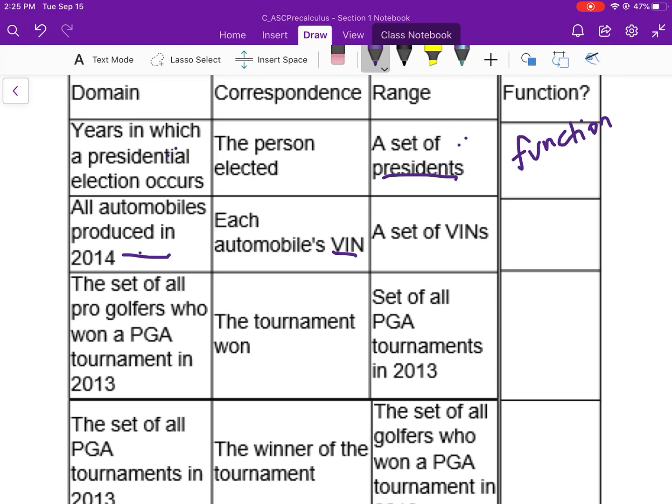Each automobile, can it have more than one VIN? And the answer is no, it can't. So it's a function.